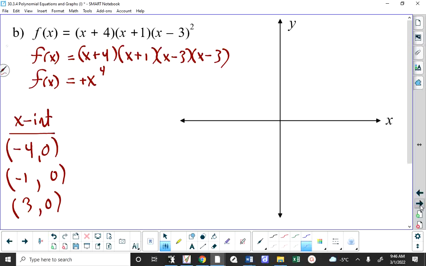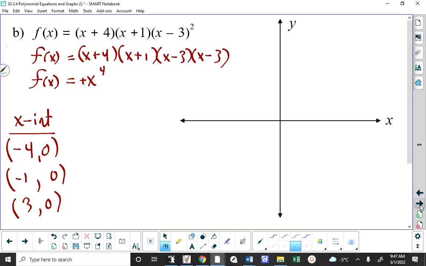So whatever we sketch has to be going, and don't draw this because I'm just going to erase it in a second. Whatever we sketch has to be pointing up on both sides, because it's even, both arms are in the same direction. Because the leading coefficient is positive, the right arm is up.